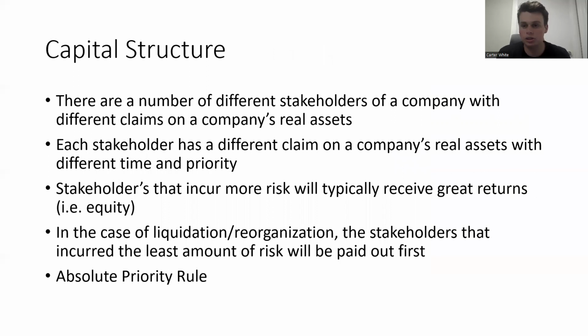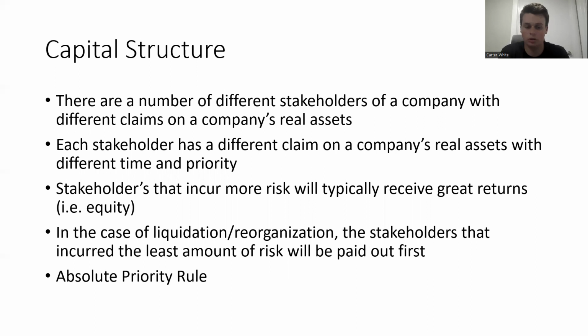So capital structure, this is how risk and reward plays out within a company. A company has a number of different stakeholders with different claims on the company's real assets. And each stakeholder has a different claim on the company's real assets, with different time and priority. So stakeholders that incur more risk will typically receive greater returns. Equity is probably the stakeholder that is incurring the most risk, but they also have the most upside if the company's real assets are performing well and generating a lot of cash flows.